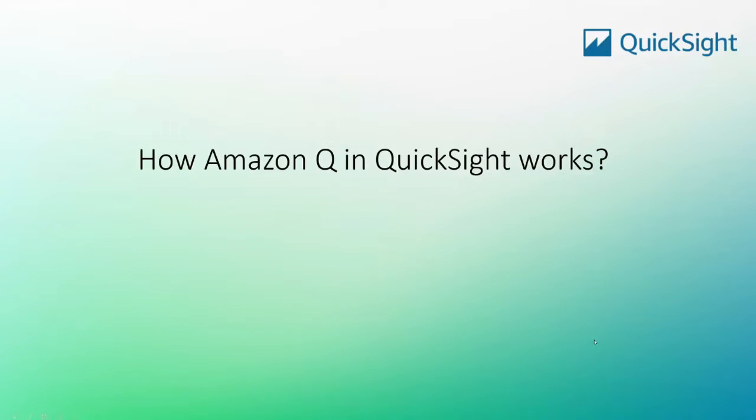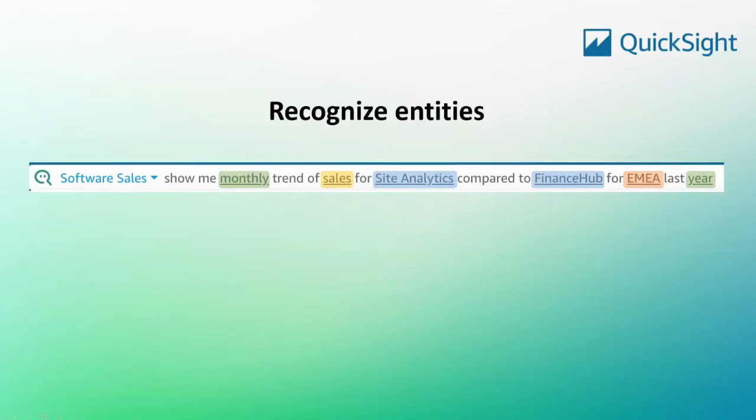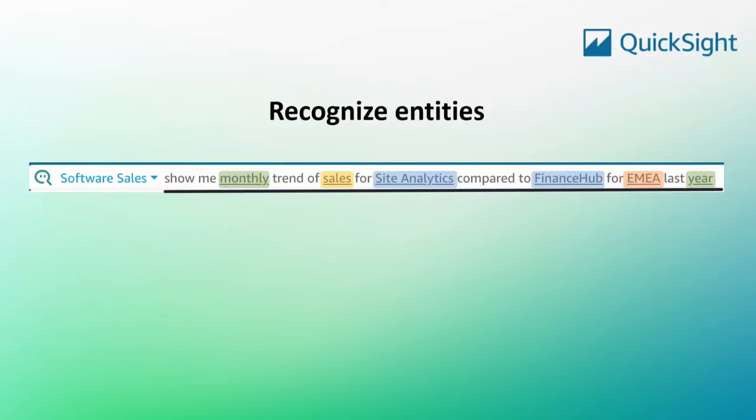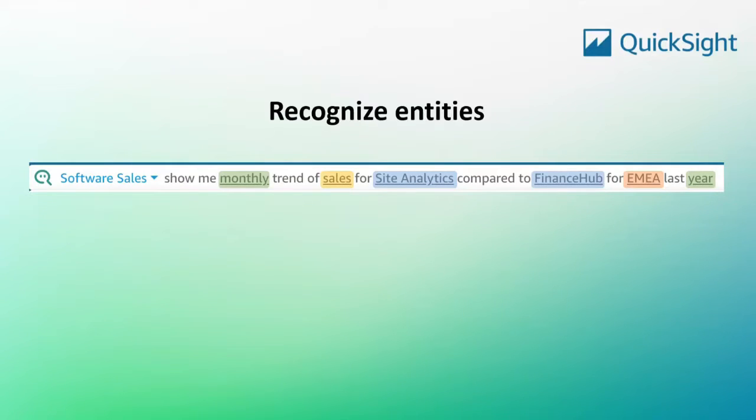Now, let's see how Amazon Q in QuickSight works. When a user enters a natural language query, like what I'm sharing here on the screen, for example, show me the monthly trend of sales for site analytics compared to finance apps for EMEA last year. This is called the named entity recognition process, where Q identifies every piece of the text entered by the user in the natural language prompt. It breaks it down and tries to understand what monthly is, what the sales parameter is, and what site analytics is.